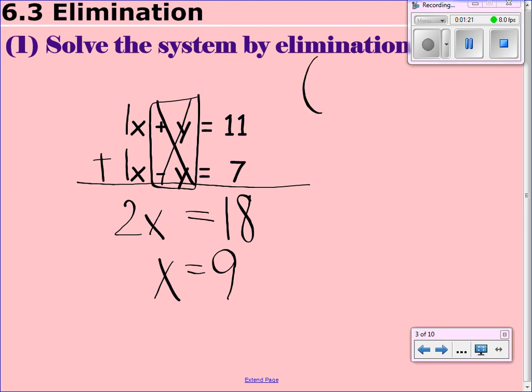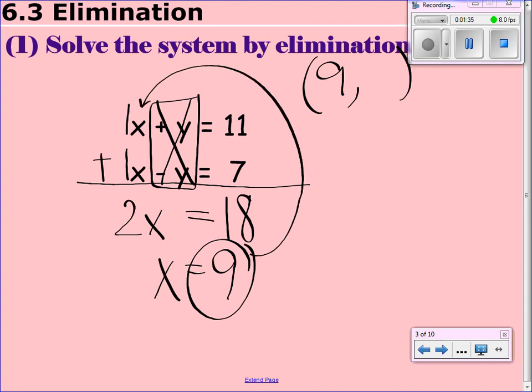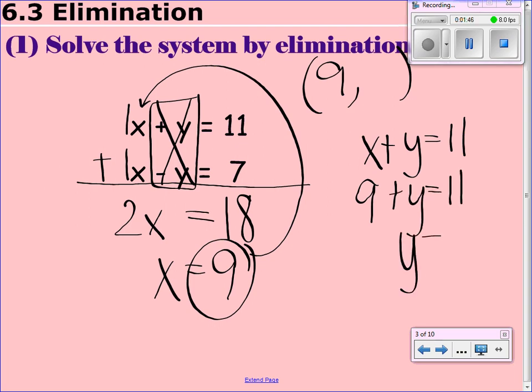So we already know what our x value is going to be. Now we've got to find out what our y value is going to be. So what we're going to do is just take this 9 and plug it into one of the original equations, just like we did in substitution. So I'm just going to plug it into the first one. I'm going to plug in 9 for x and solve for y. And y becomes 2. So our answer is 9, 2. Now, of course, you can take both of these numbers, plug them into each equation, and double check. Okay, let's move on to the next one.